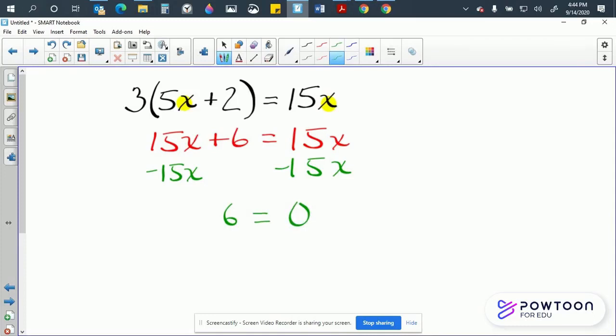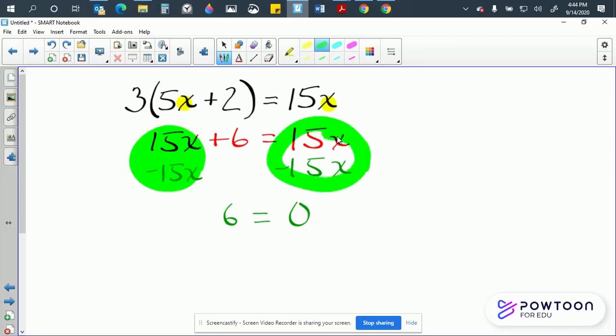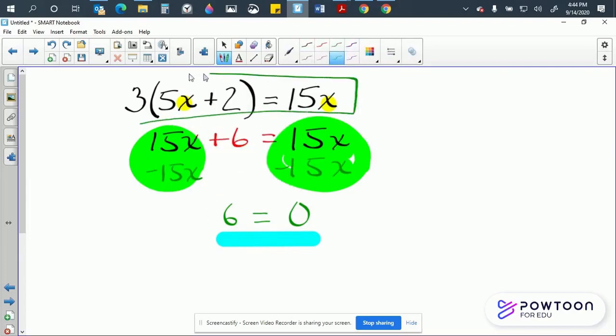Now, in this case, when our variables cancel out on us, the equation that was left for us, 6 equals 0, is a false equation. That means there is no solution for this problem. There's not a real number for x that will solve this equation. So this one has no solution.